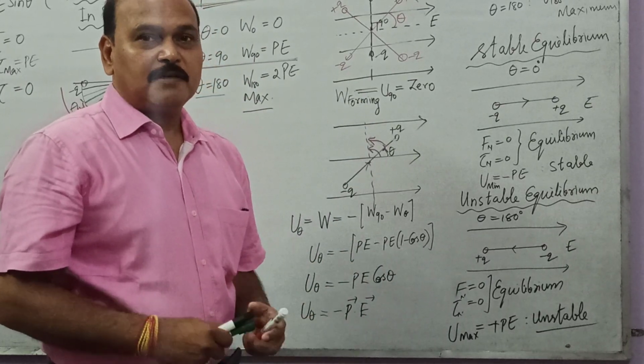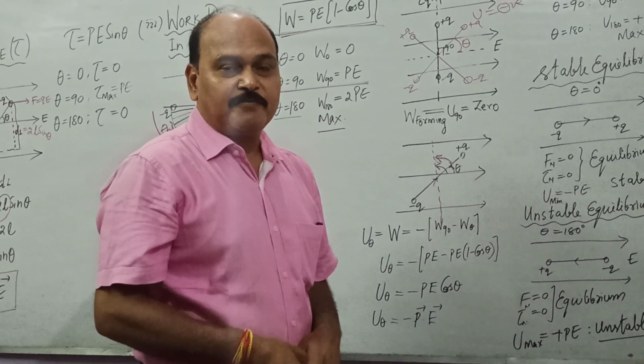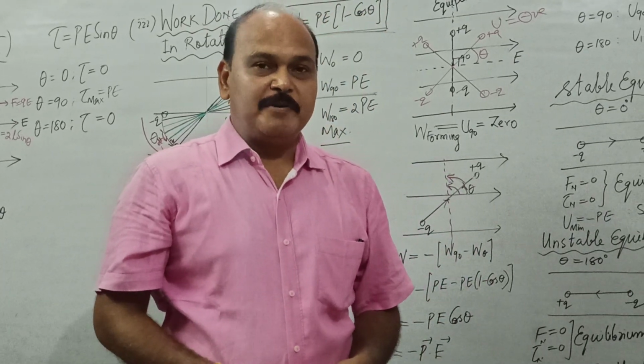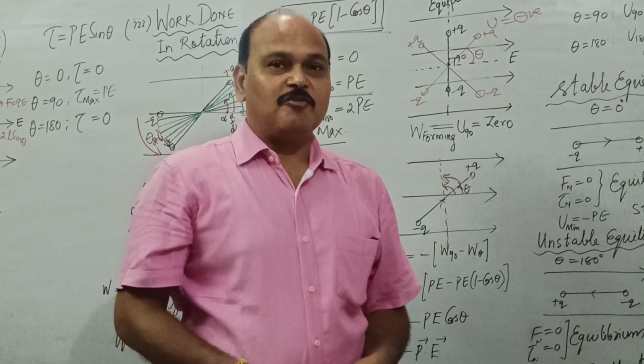So with this we come to the end of all the information about an electric dipole in a uniform electric field. We'll meet again very shortly with equipotential surfaces.